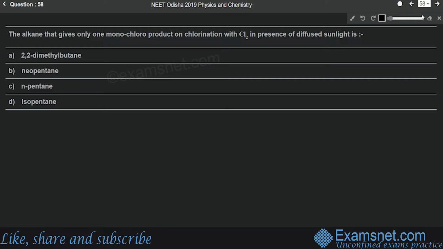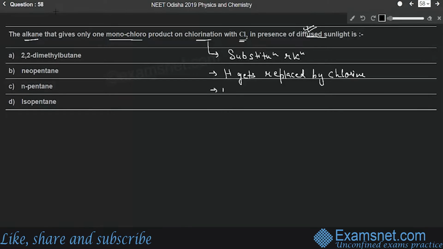Question number 58 is from the chapter Hydrocarbons, and the question is: the alkane that gives only one monochloro product on chlorination with chlorine in the presence of diffused sunlight is. So what is chlorination? It is basically an example of substitution reaction, in which hydrogen gets replaced by chlorine. And since the reaction is taking place in the presence of diffused sunlight, therefore the free radical mechanism will be followed.